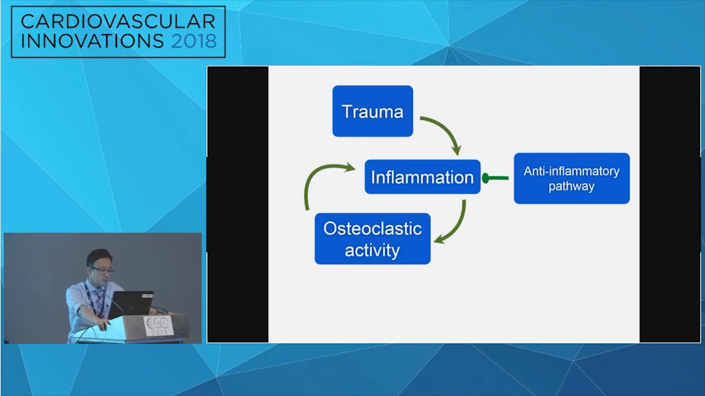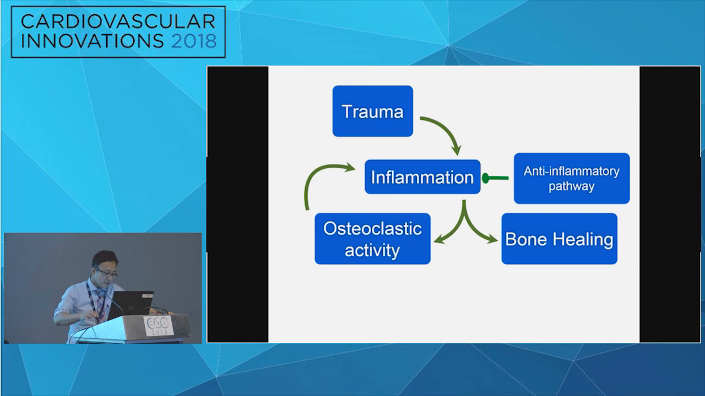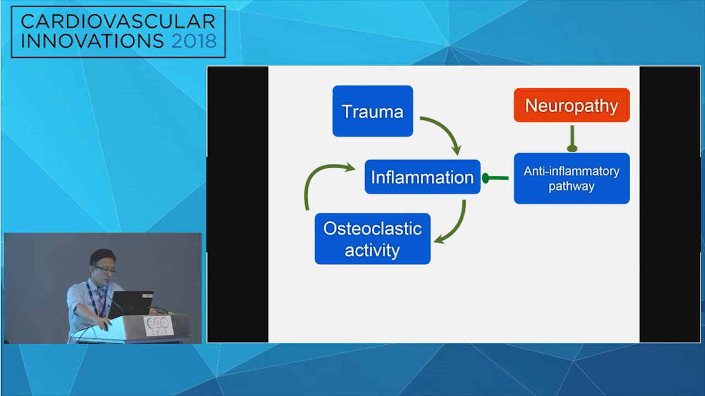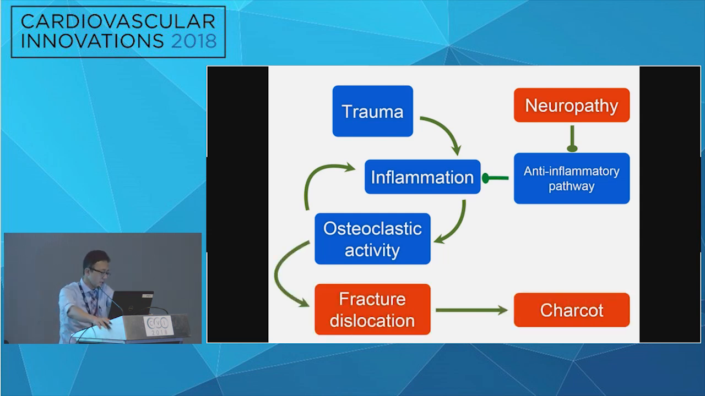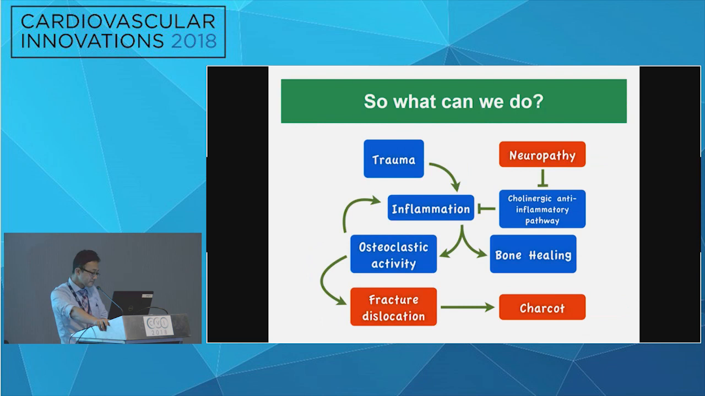But in the normal person, the anti-inflammatory pathway comes in and tries to stop this process, and goes on to the bone healing. But when the patient has a neuropathy, which is the number one factor associated with bone healing complications in diabetic patients, that inflammatory pathway is actually inhibited. So this inflammation cycle goes on and on and results in a fracture dislocation, and a lot of times a Charcot, or just bone resorption and non-union.